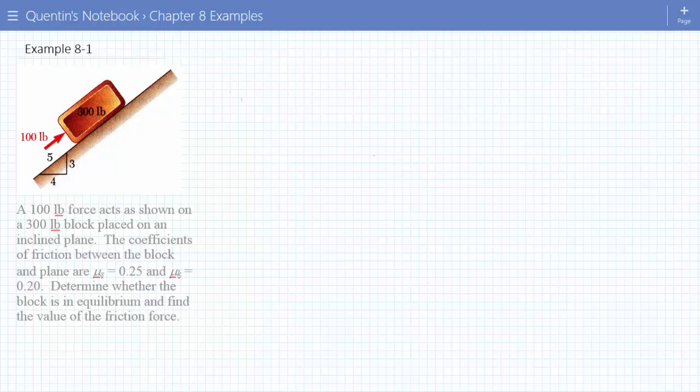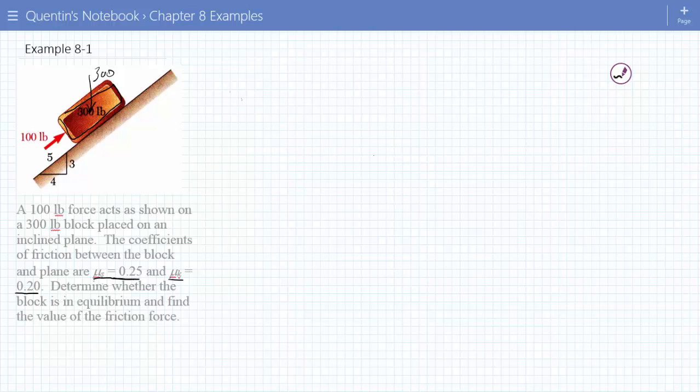Okay, here's example 8.1. You have this 300-pound block right here on this slope. It's on this 3, 4, 5 slope. It's got 100 pounds pushing up on it. So we have 300 pounds pushing down. And we know the coefficients of friction are mu sub s is 0.25 and mu sub k is 0.2. And we're supposed to determine whether the block is in equilibrium and find the value of that force.